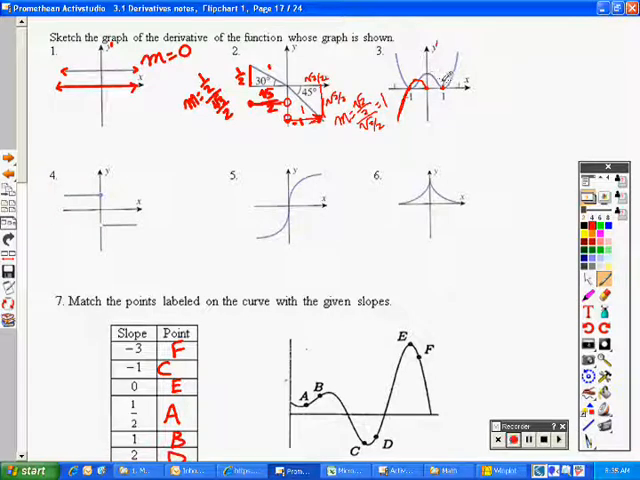From 0 to 1, all of our slopes are negative. They start out small, they get bigger, and right around the middle, they start getting smaller again, getting back to that 0 slope. From 1 onwards, we see positive slopes.